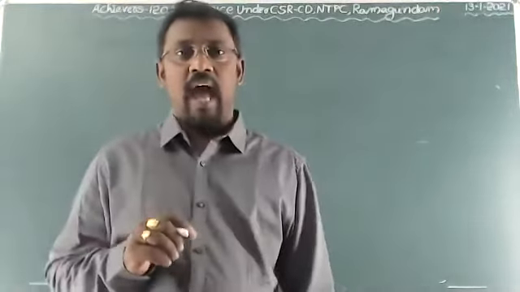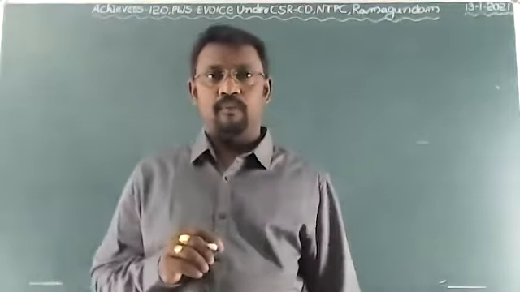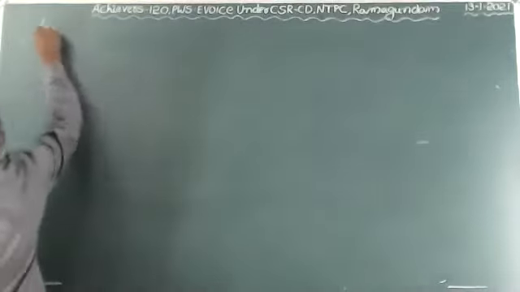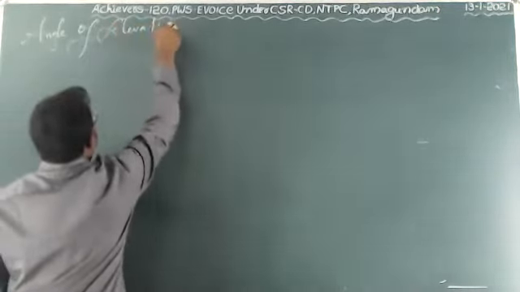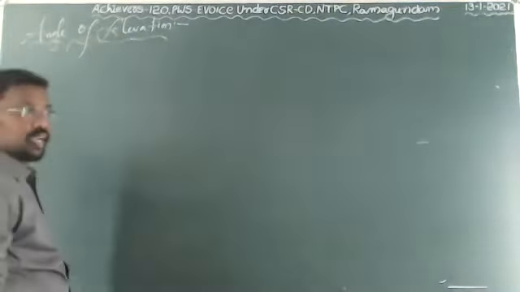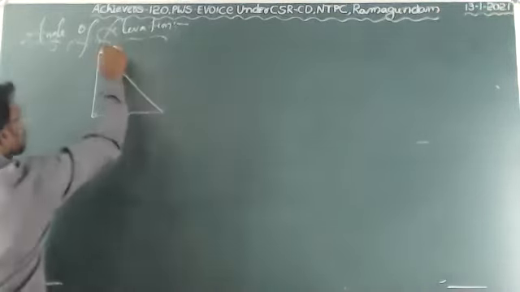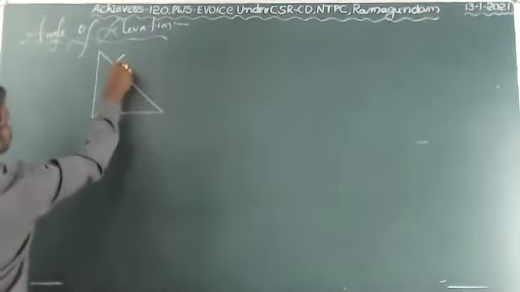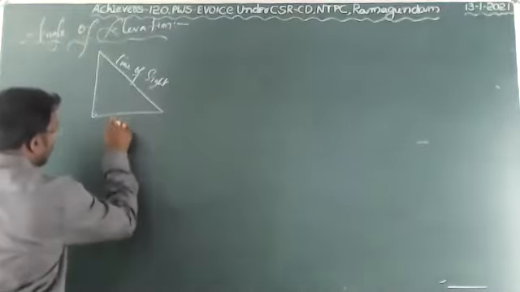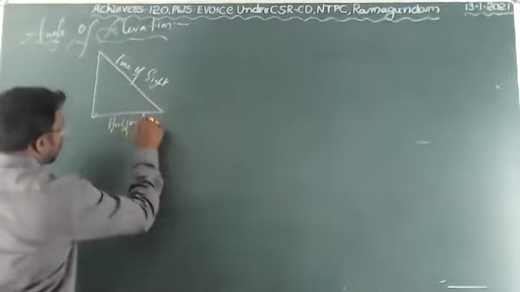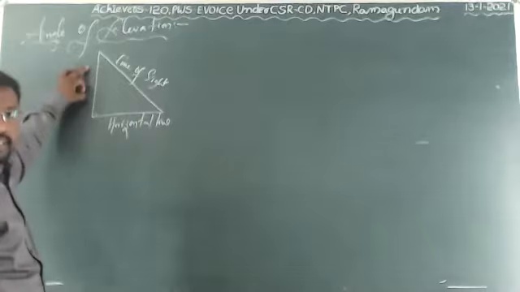Today we'll see the first one, that is angle of elevation. In applications, we'll see the angle of elevation. What is angle of elevation? Let me see here. Fine. Since we know this is a right angle triangle, this is the line called line of sight, and this is the horizontal line. And this is a height we can call.